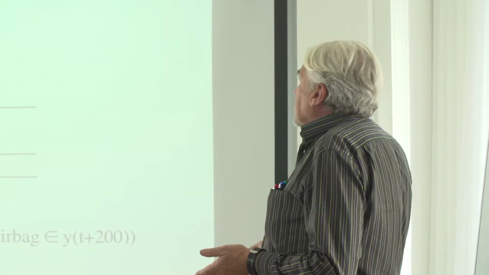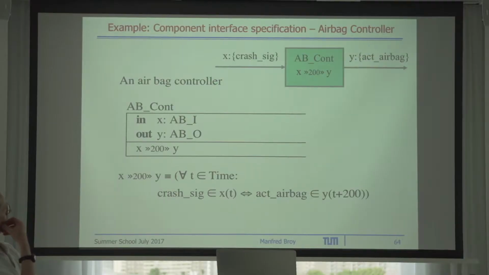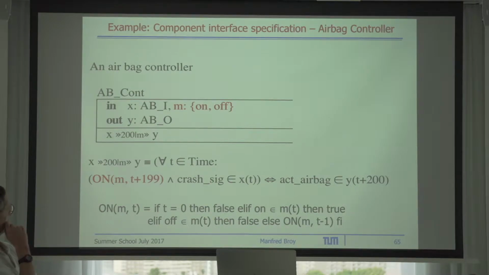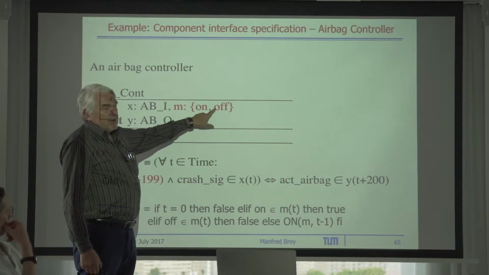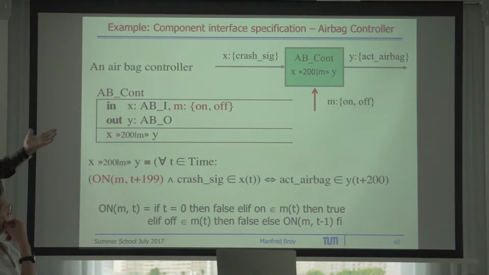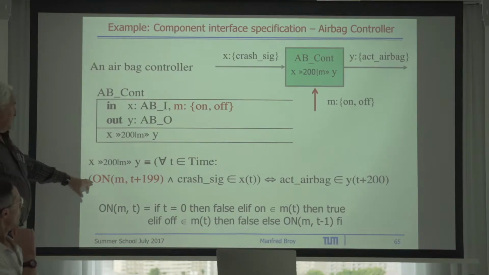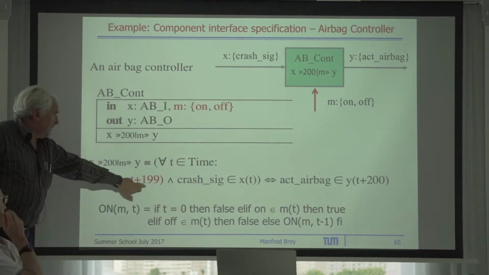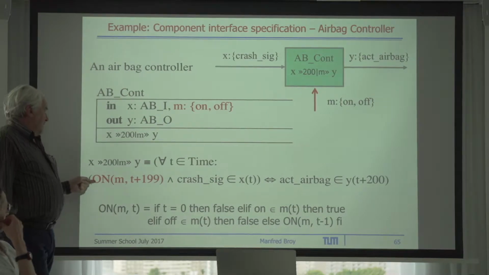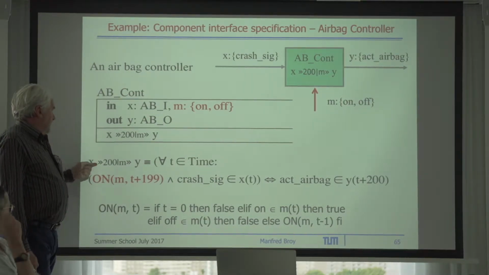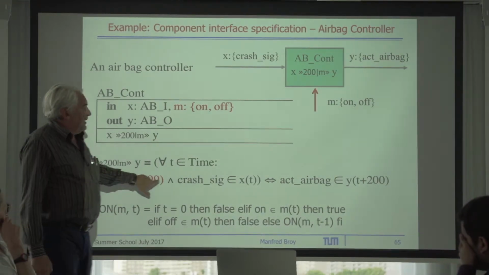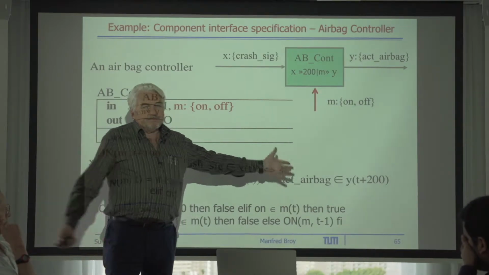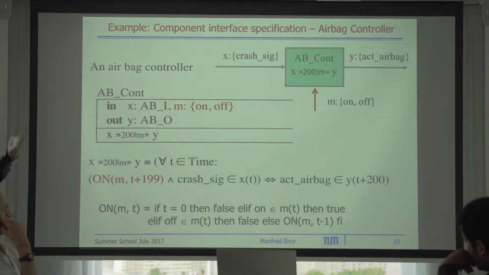I just want to give you the example of how we do that. If we have such an airbag and we want to deal with a feature interaction, we introduce an additional input channel, which we can switch on and off. And now we have to use this: at all times, only if on is true, does the airbag come out. So it's straightforward in our approach to do such a specification.